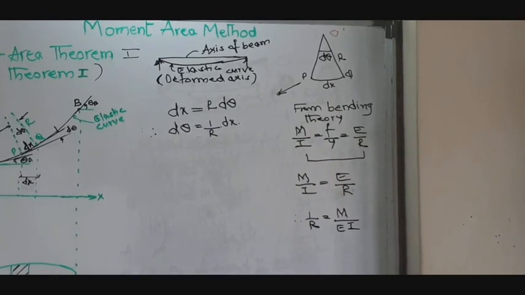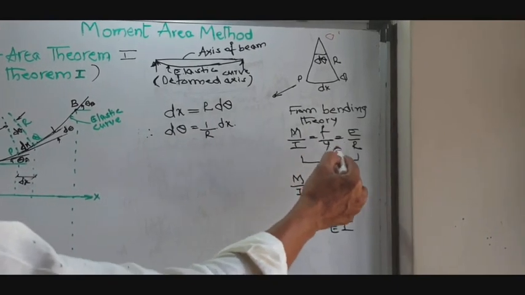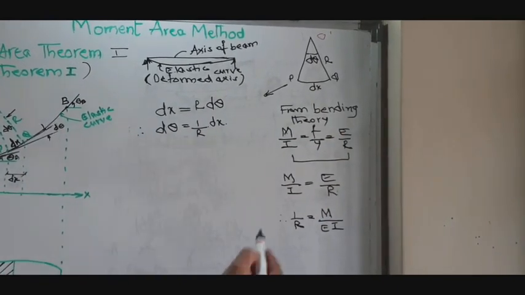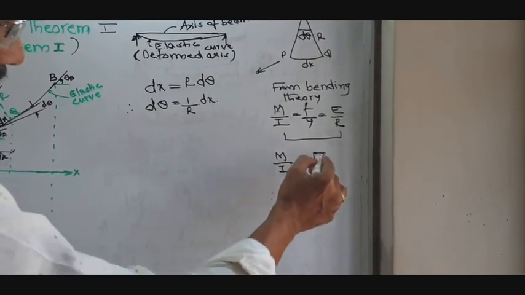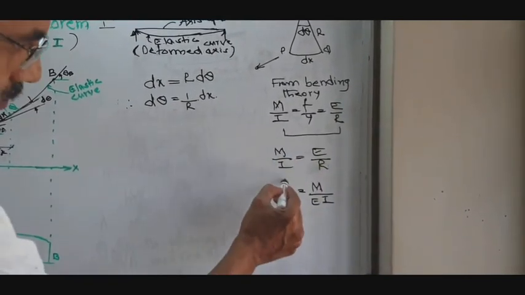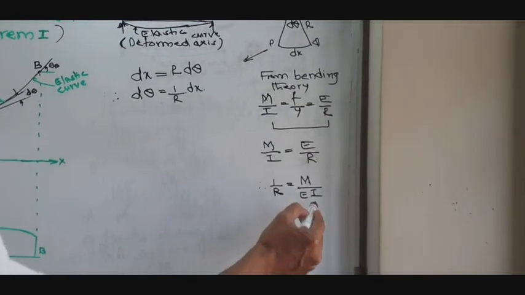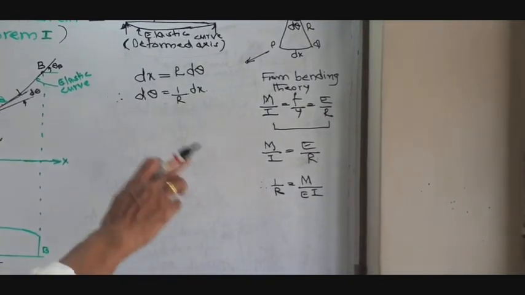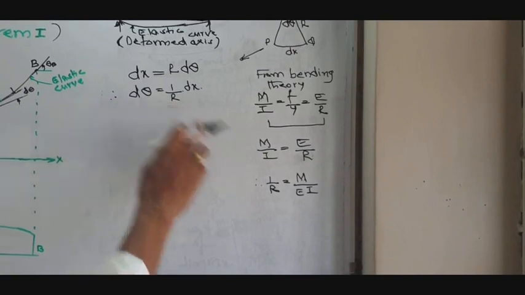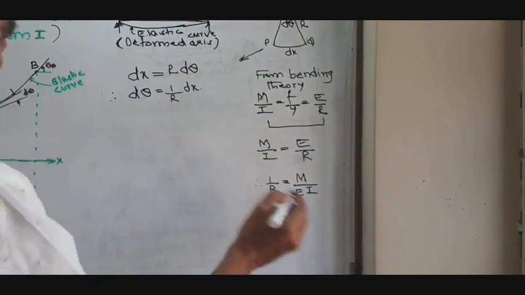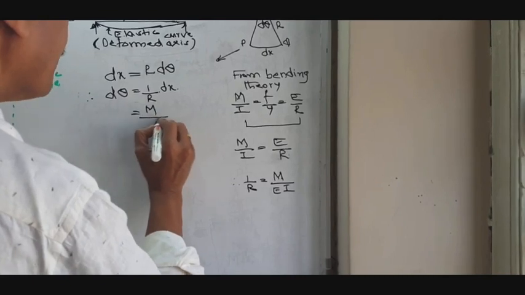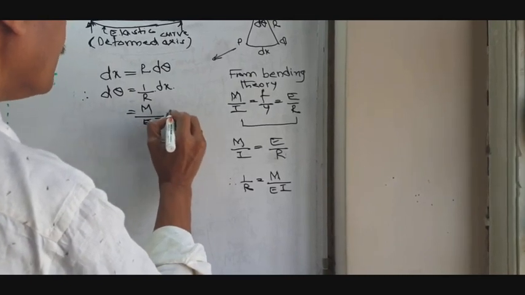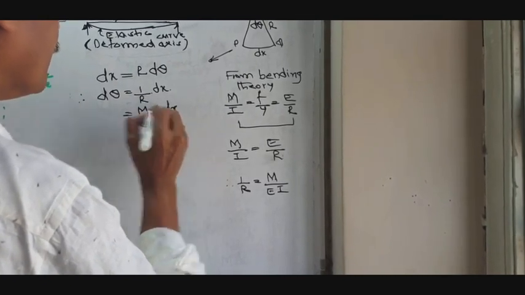Now from bending theory, we know that M by I equals f by y equals E by r. Let us take these two, that is the bending moment and r. M by I equals E by r. Therefore, 1 by r equals M by EI. Now let us substitute the value of 1 by r in this relation. What is 1 by r here? This will be M divided by EI into dx.